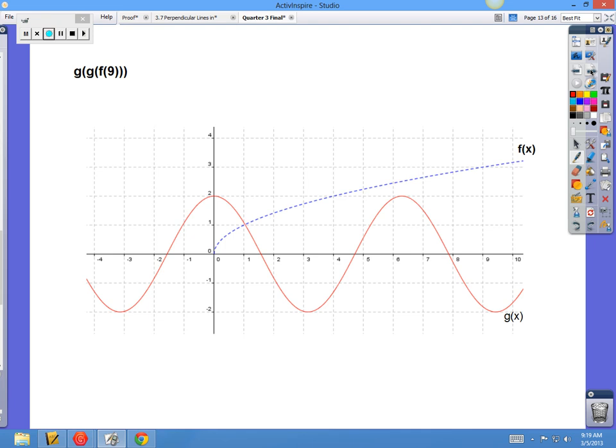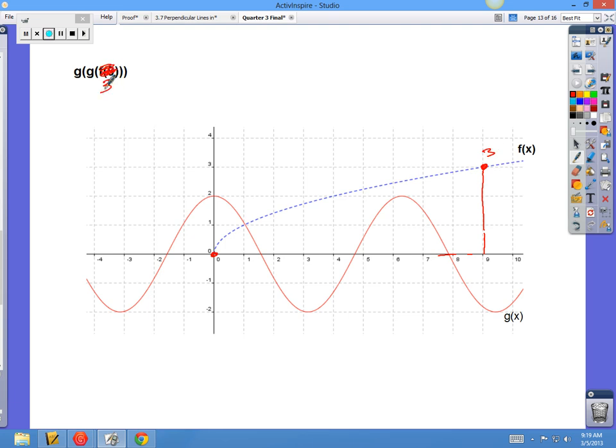Okay, you're looking at a graph. First, take 9 and plug it into f. So you're going to start here at 0, 0, always a 0. Go over 9. F is my top one, so right there. How far up did I have to go to hit f? I had to go 3. So my answer, right there, this is a 3.